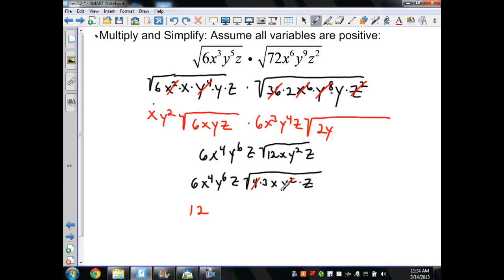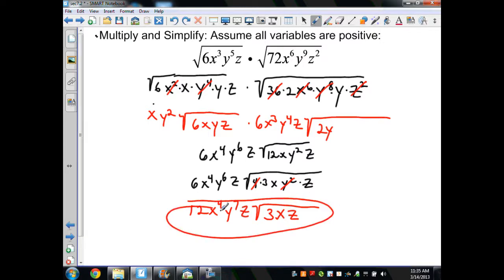Square root of y squared is y, so I'm going to bring down my x to the 4th. Square root of y squared, I said, is y. Y times y to the 6th is y to the 7th. And I bring my z down. And what's left in the radical is 3xz. You also could have found the product first, and we would have ended up with the same solution.